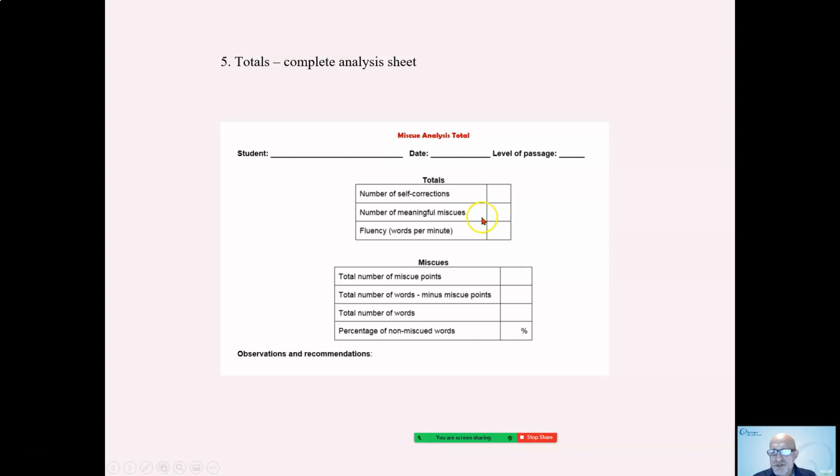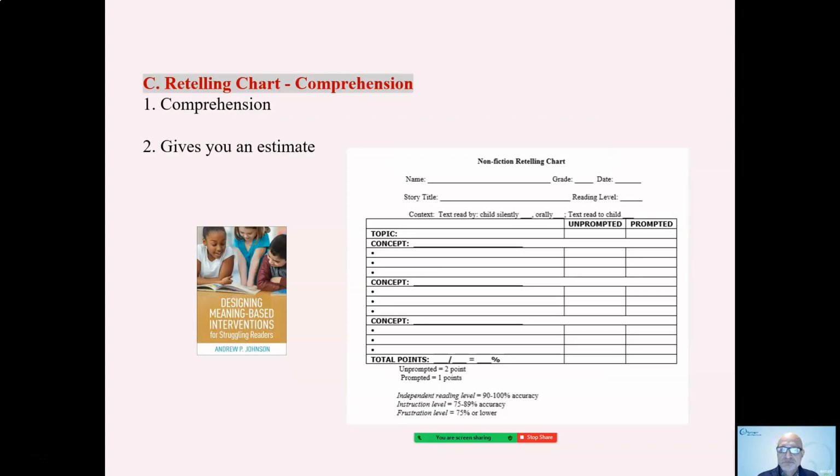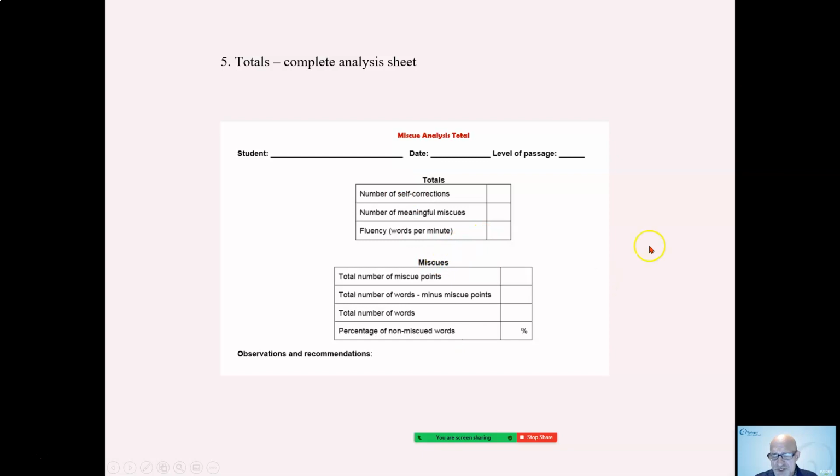Number of self-corrections, number of meaningful miscues, and I can do fluency scores here, and I'll show you that in a minute. But I'm deducting points. I have the total number of words, total number of miscue points, and I deduct the miscue points from the number of words, so I get a percentage of the words correct. So I can say at the 3rd grade level, this student scored at the 98th percentile, or whatever. It gives me a sense of the grade level as well as the types of things I need to teach on Monday morning. All right, and I get fluency and some other stuff.